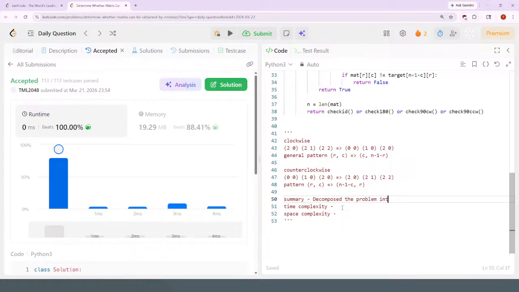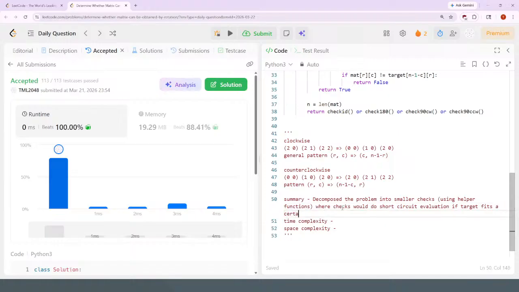Summary. Decomposed the problem into smaller checks, using helper functions, where checks would do short circuit evaluation if target fits a certain rotation of the matrix: 0, 90, 180, or 270 degrees clockwise.